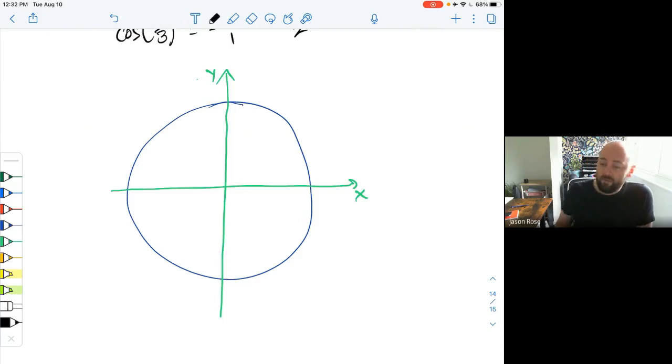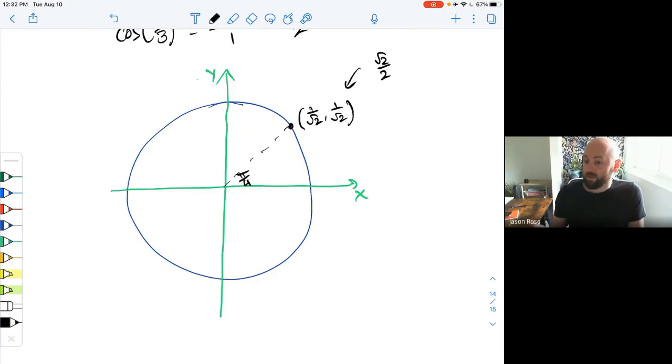So what we've discovered, for example, is that pi over 4, the very first one we did, that's 45 degrees. That would be going up to there. If that's pi over 4, we found out that cosine was 1 over root 2, and sine was 1 over root 2. Sometimes that's also the same as root 2 over 2. You might have also learned it as root 2 over 2. So same thing.